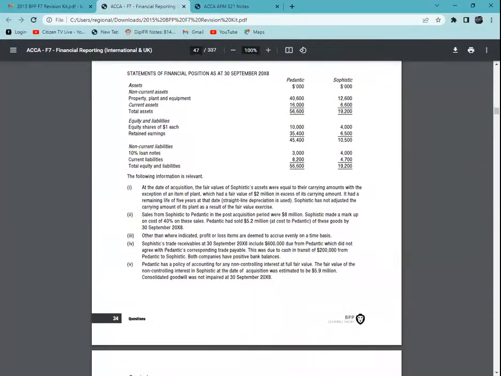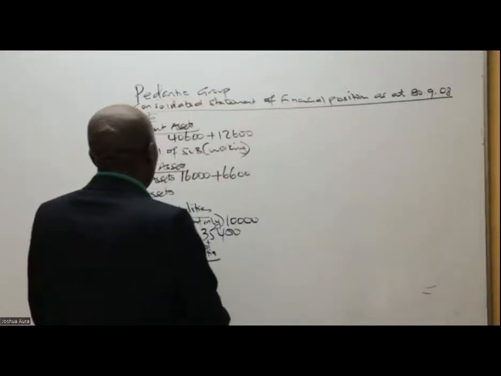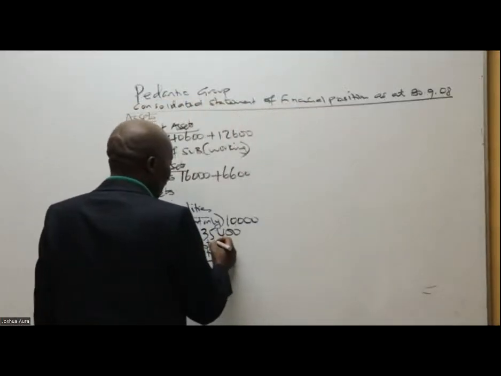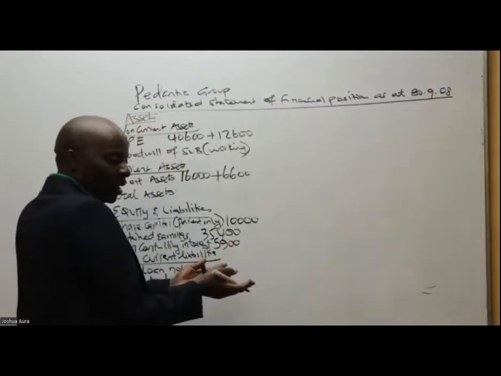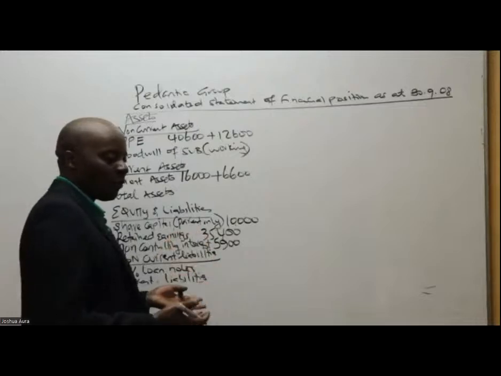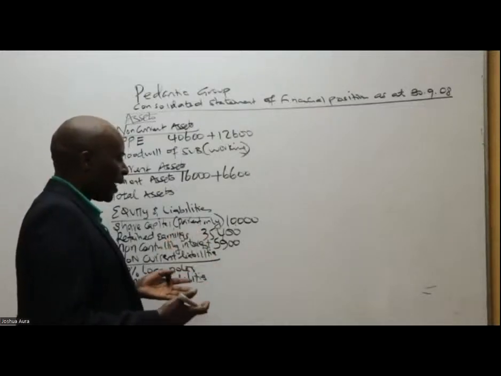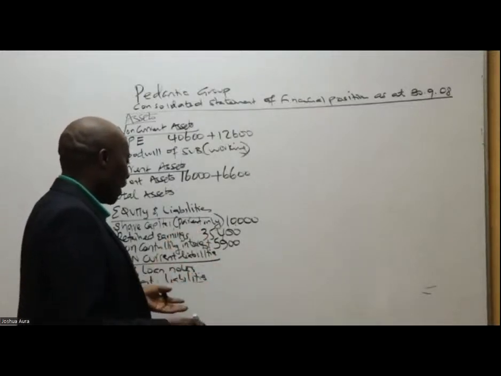You will be told this at the very end. E. Pedantic has a policy of accounting for any NCI at full fair value. The fair value of NCI in Sophistic at the date of acquisition was estimated to be 5,900. So for non-controlling interest, I'll simply write the value at the date of acquisition, and I'll add the share of post-acquisition profit later.